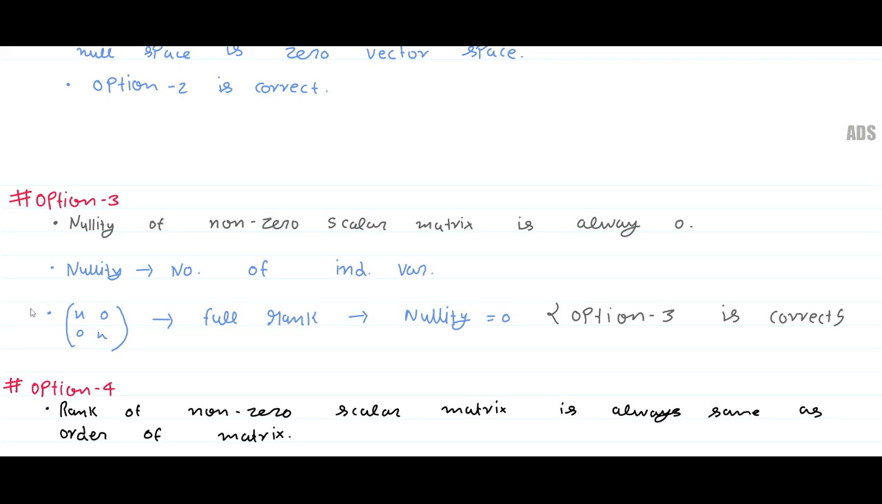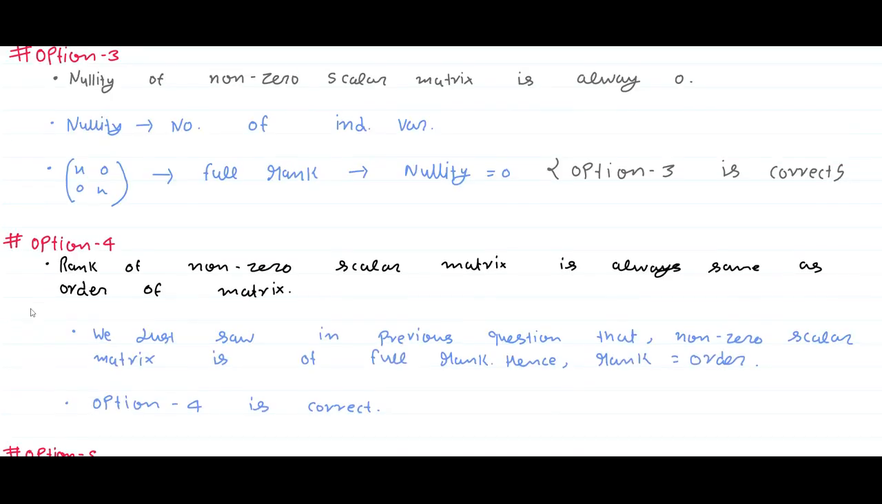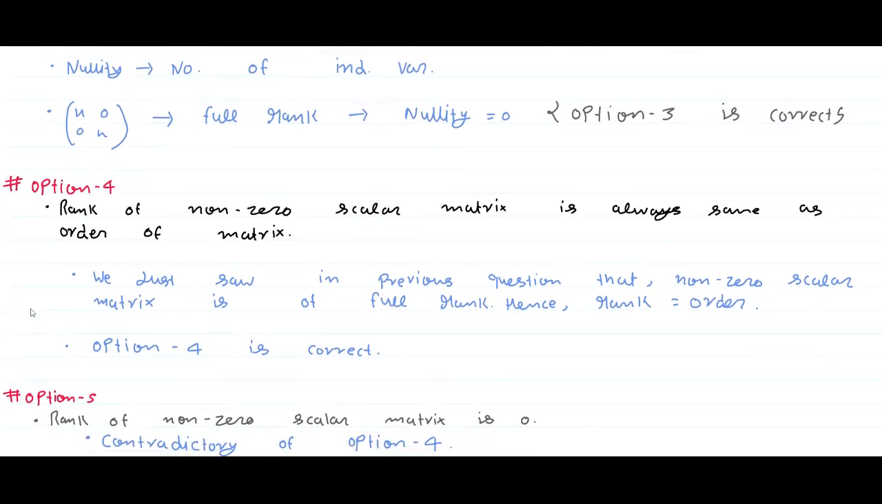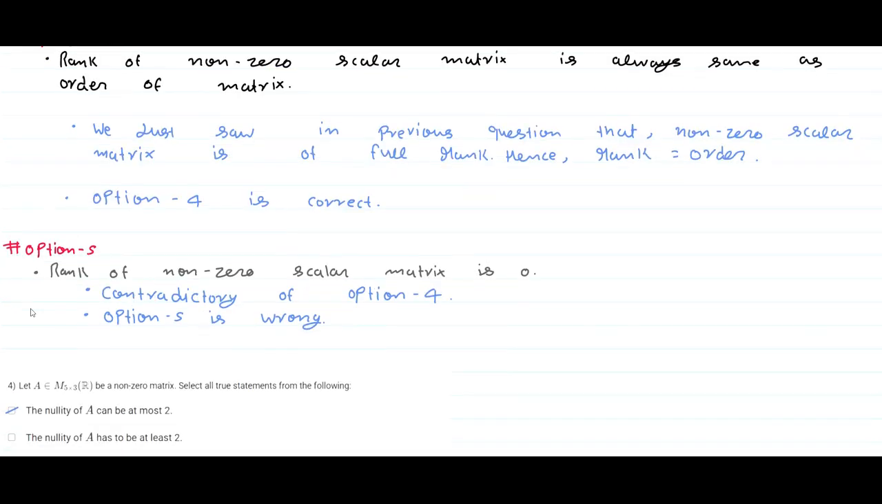The fourth option says that the rank of a non-zero scalar matrix is always the same as its order. I just told a point in the previous option that a non-zero scalar matrix is of full rank, or it is independent. Hence, its rank is going to be equal to its order. Hence, option number 4 is also correct. Let us now see option number 5. Option number 5 says that the rank of a non-zero scalar matrix is 0. This option is a contradiction of the previous option, and we just found that the previous option is correct. Hence option number 5 is wrong.